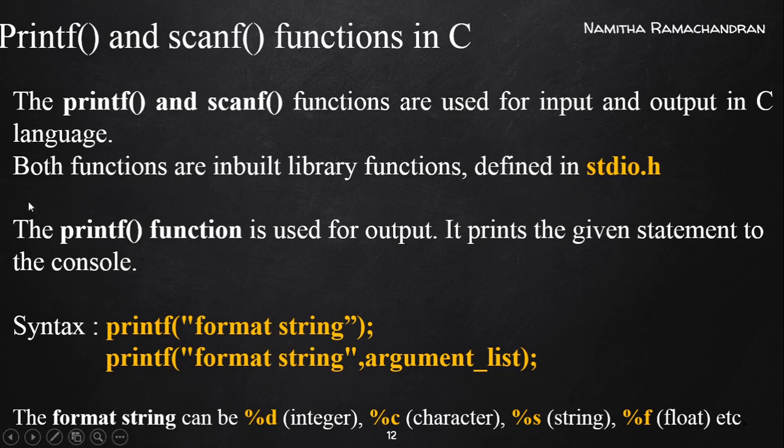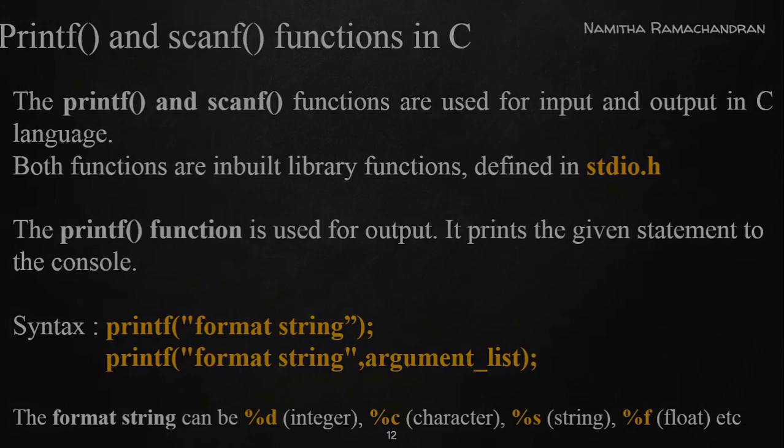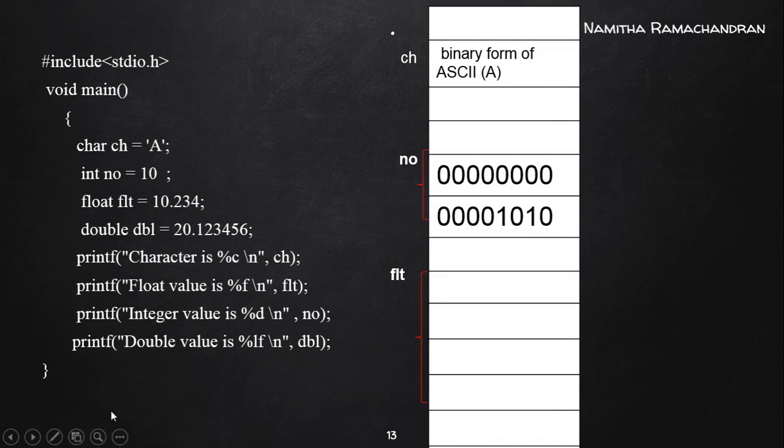We have discussed the first syntax, this particular usage of printf. Now consider this particular usage. That means inside the parentheses, specify the format string, put a comma, and after the comma specify the argument list. The format string is like %d, %c, %s, %f, etc. To understand this format, consider this program example.